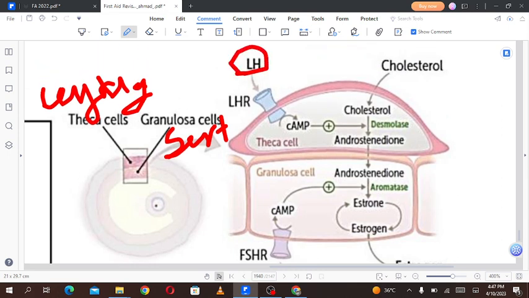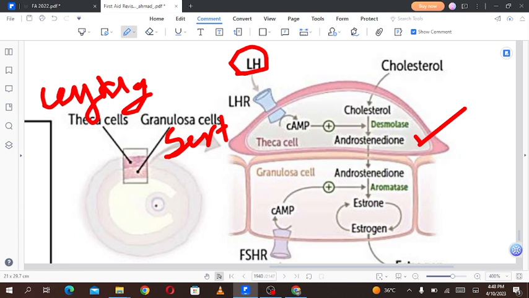Now, LH or luteinizing hormone will bind to the LH receptor on the surface of these theca cells. In the theca cell, it will cause ATP to be converted into cAMP. cAMP will convert the cholesterol into androstenedione. So theca cells are responsible for that.